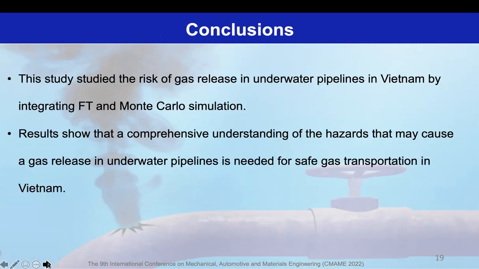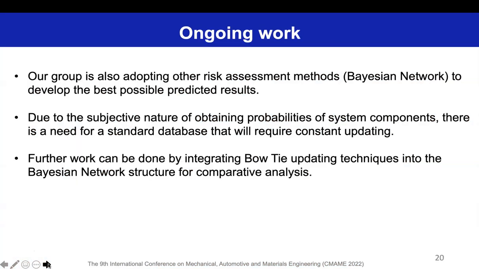So what is our conclusion out of this study? This study examined the risk of gas release in underwater pipelines in Vietnam by integrating fault tree and Monte Carlo simulation. Our results show that a comprehensive understanding of the hazards that may cause a gas release in the underwater pipeline is needed for safe gas transportation in Vietnam.